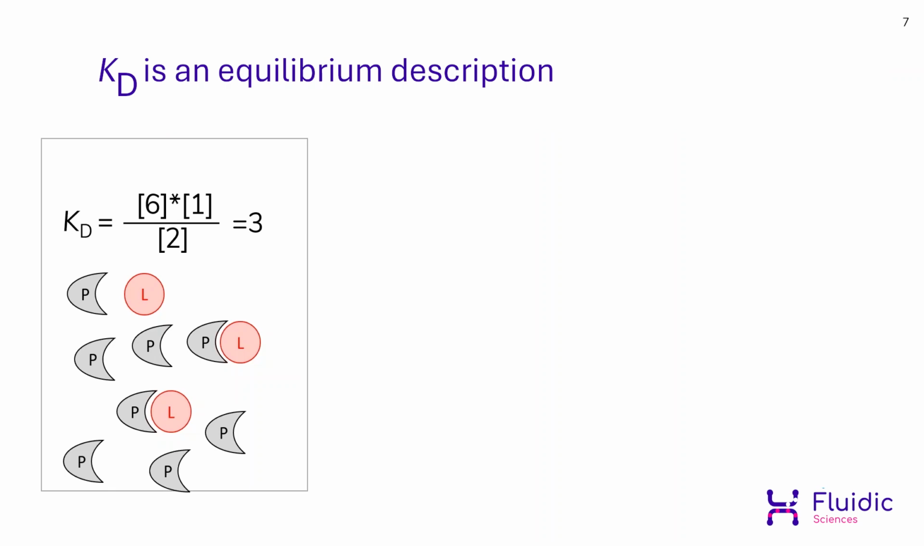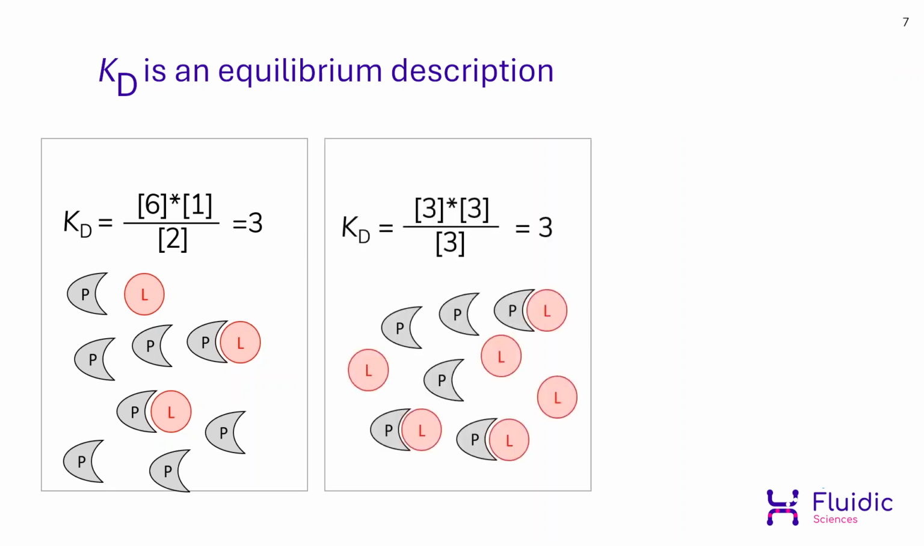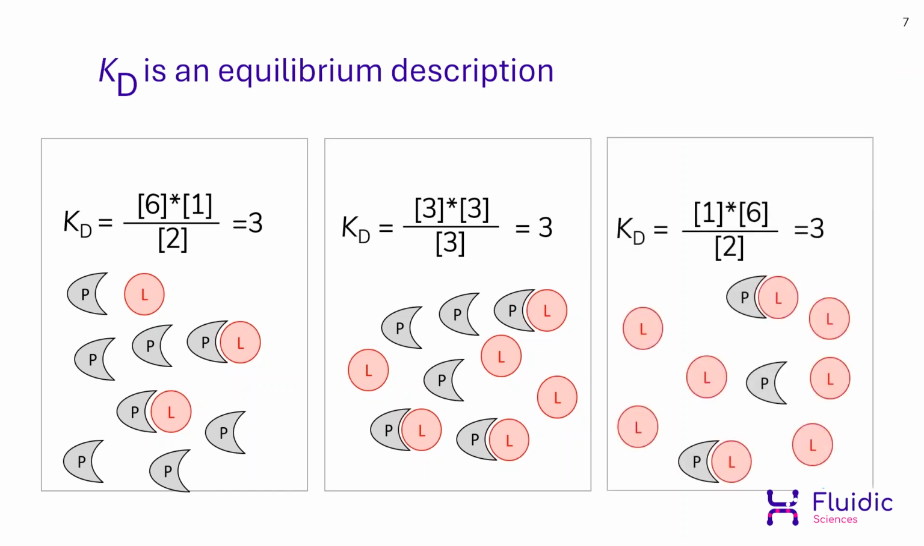If we look at a system where there are 6 ligands and 6 proteins, to meet a KD of 3, there will always have to be 3 proteins, 3 ligands, and 3 protein-ligand complexes at any given time. The final example is a reverse of the first, so that there are 3 proteins and 8 ligands this time. Here to meet the KD, there will always have to be 1 free protein, 6 free ligands, and 2 protein-ligand complexes at any given time.